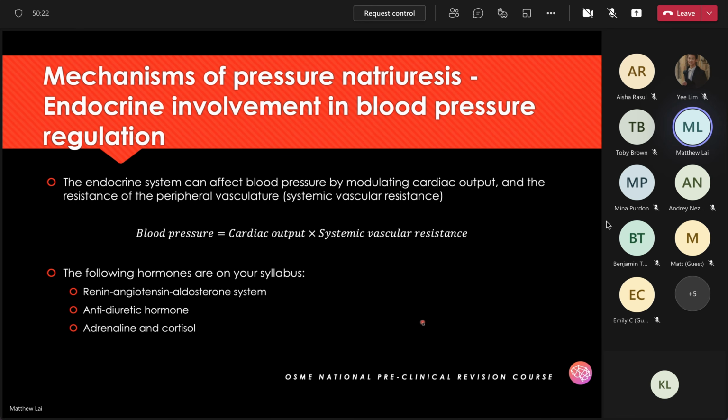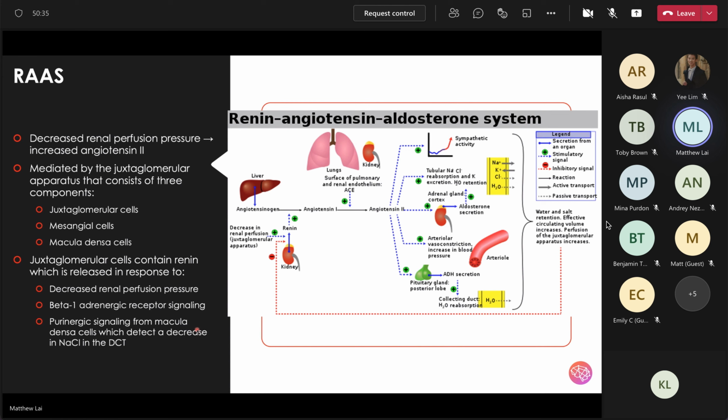So, mechanisms of pressure natriuresis. Let's look at the endocrine stuff in here. All your endocrine stuff is going to act through this equation. We're going to cover the RAS system, ADH, adrenaline, and cortisol. So there's a big diagram here, which I got from Wikipedia.